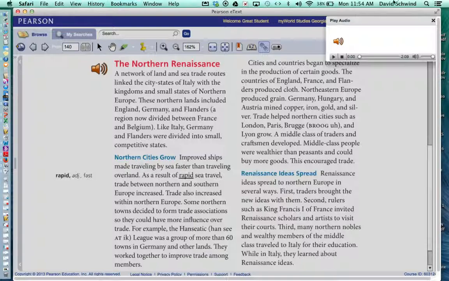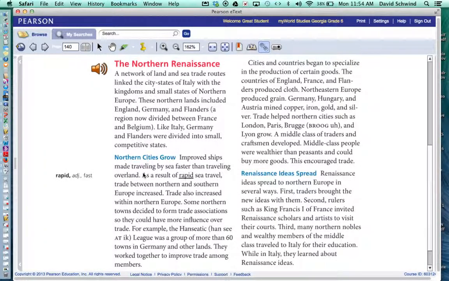And northern cities grew at a rapid rate as a result of faster travel. Now, they didn't have cars back then. They didn't have trains. They didn't have planes. They had horse and buggy or boats. Which do you think would go faster? They're trading and trading and trading stuff.